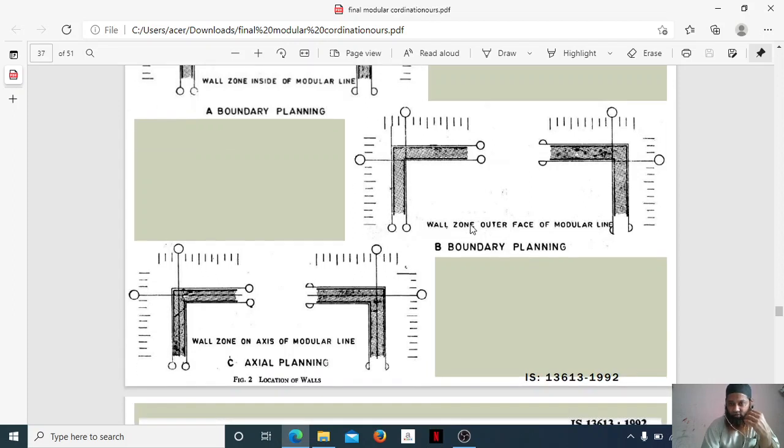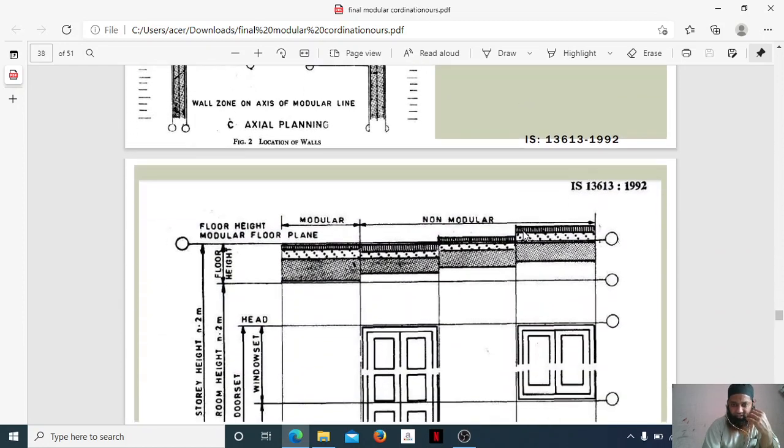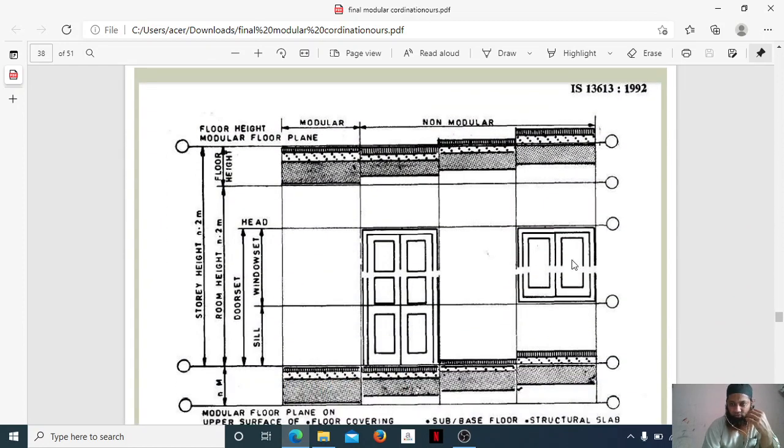You can see a wall zone, outer face, and modular line, everything has been marked separately. This is needed separately. We want to mark everything very separately, so that your center line has been marked here, so even this is not missed out. Axial planning, boundary planning, everything is marked here separately. You can just see how the windows and the doors have been fixed properly.